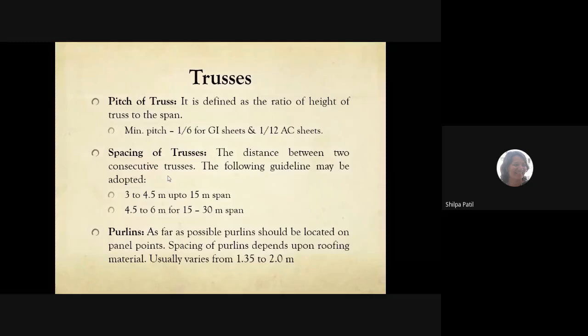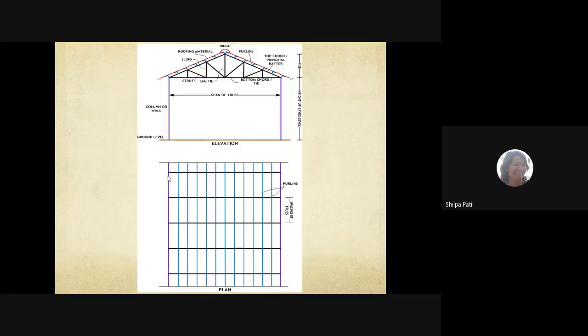Two consecutive purlins should not be spaced more than 2 meters if we are using GI sheets, and maximum 1.35 meters if we are using AC sheets. Again, these are the guidelines. We have to follow them strictly. Otherwise, your roofing material will show more deflection. The load transfer will not be proper. So the spacing between the purlins, spacing between trusses, pitch of the trusses, whenever we adopt, we have to follow these guidelines.